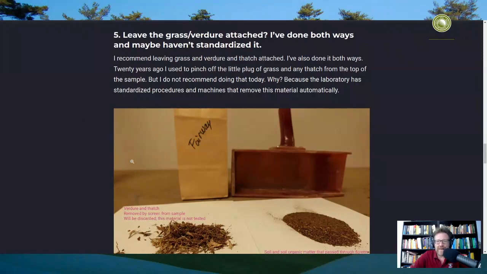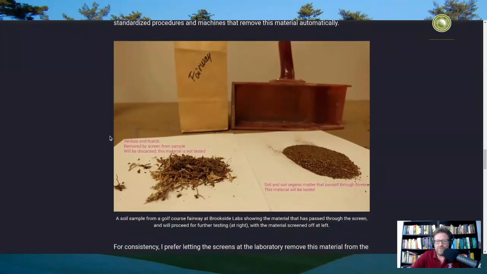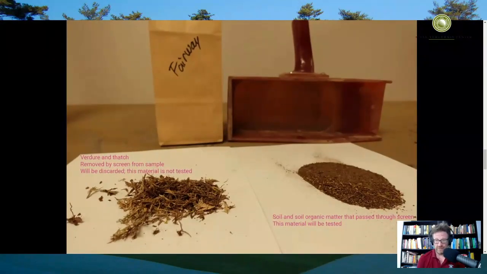Why? Because the laboratory has standardized procedures and machines that remove this material automatically. And I put a picture there, and this is from a visit in March last year to Brookside Labs, and I took a fairway sample and passed it through the grinder and the screen. And at right, it shows the soil and the soil organic matter that passed through the screen. And that is the material that is going to move on for further testing. This will have 1 scoop to be tested for pH. 1 scoop will be tested for a Mehlich 3 extraction. 1 scoop will be tested for organic material by loss on ignition.